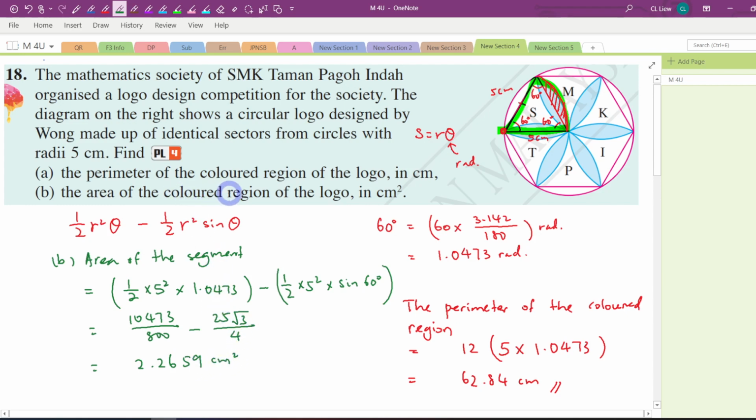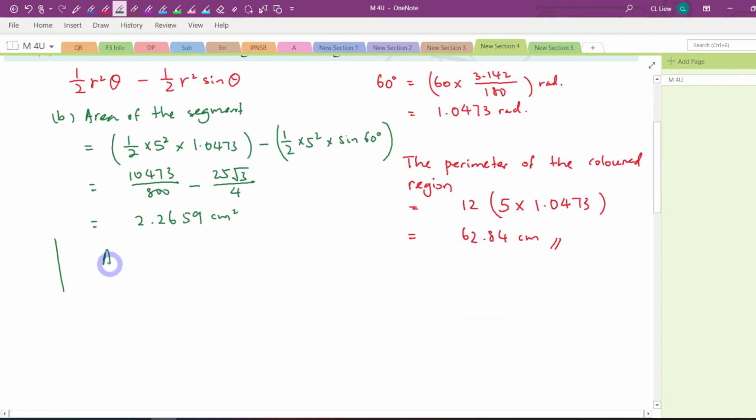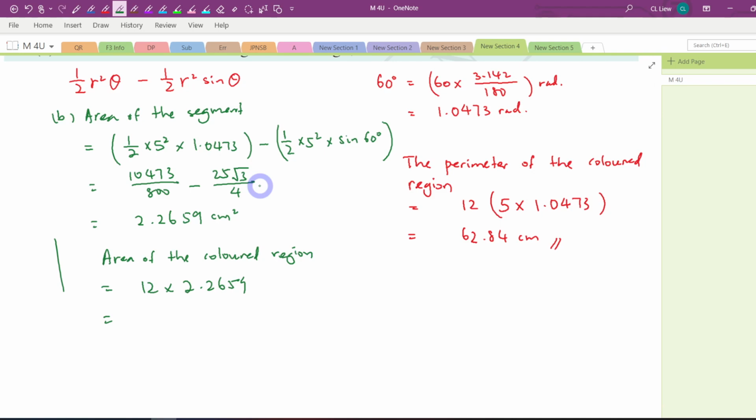Now we want to find the area of the color regions of this logo. Therefore, I need to take this one times 12. Area of the color region is equal to 12 times 2.2659. Let me round it off to 4 significant figures: 27.19.